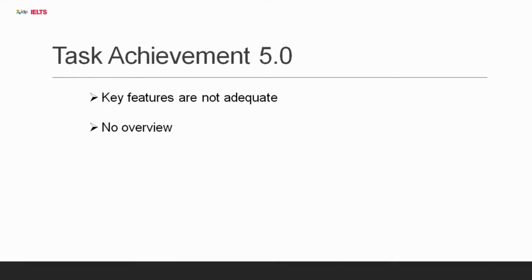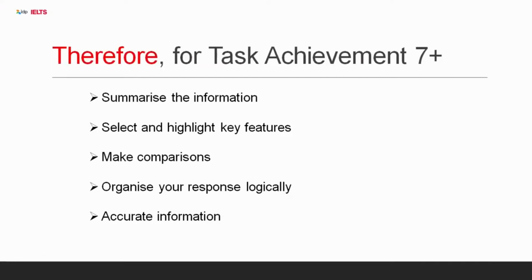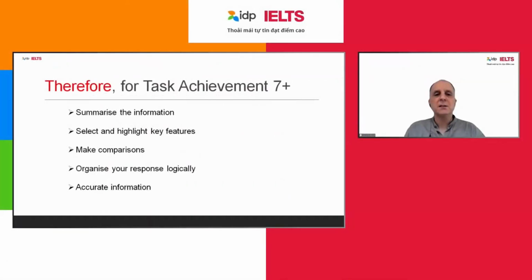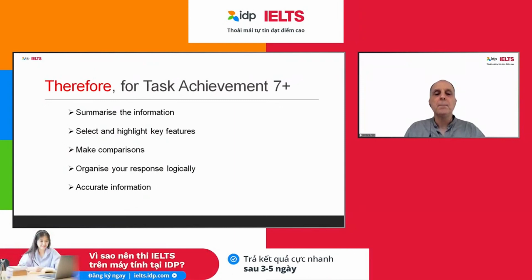For a 5, no overview. So make sure that you remember the overview. You can put the overview at the bottom. However, I don't recommend it, and put the overview just under the introduction. So for task achievement, summarize the information, select and highlight key features, make comparisons, organize your response logically, accurate information, to kind of summarize that.